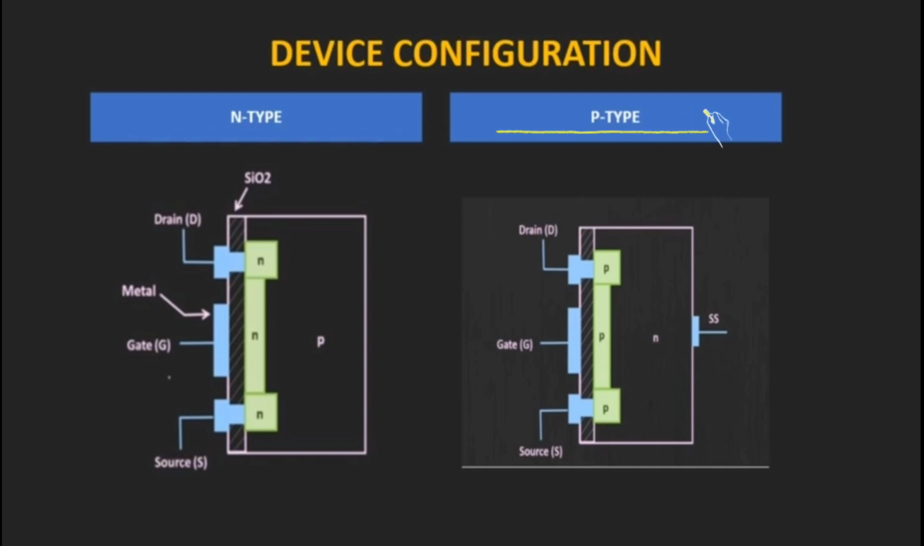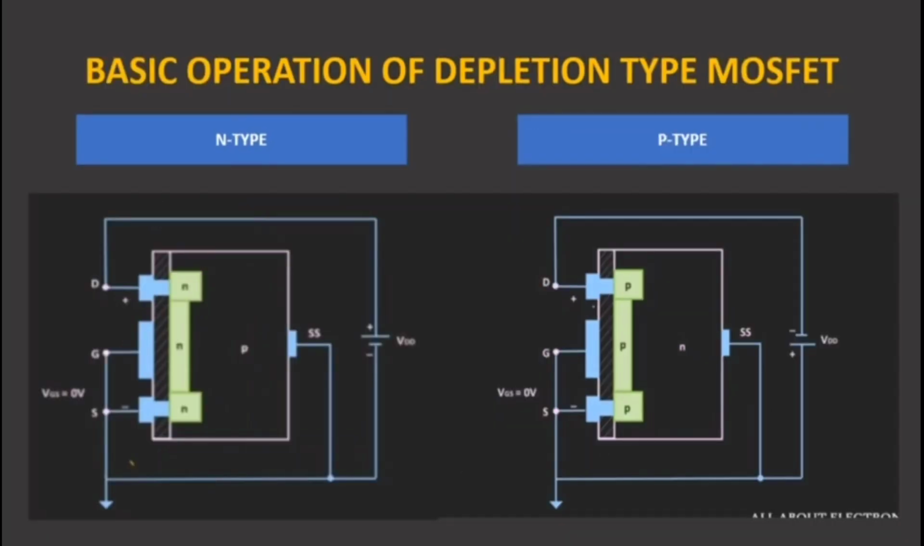In the case of a P-type depletion MOSFET, the channel is made of P-type semiconductor material and the substrate is N-type. For the P-channel MOSFET, the polarity of the applied voltage is also reversed. That is why these MOSFETs are used in applications where minimum power consumption is required. And this is the basic connection of the MOSFET to the power supply.